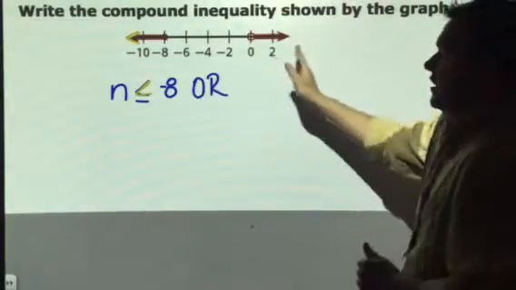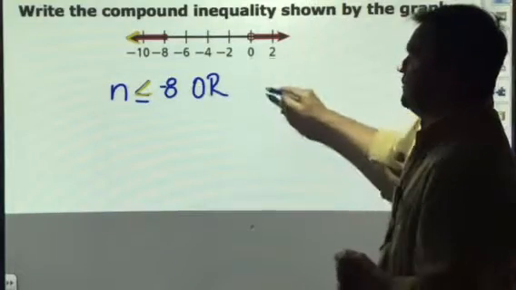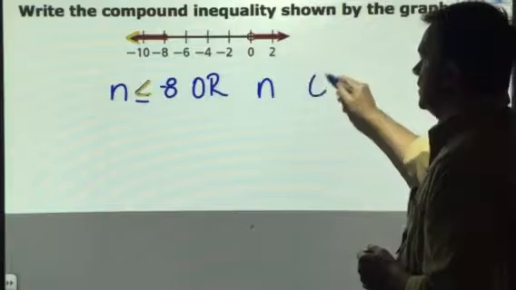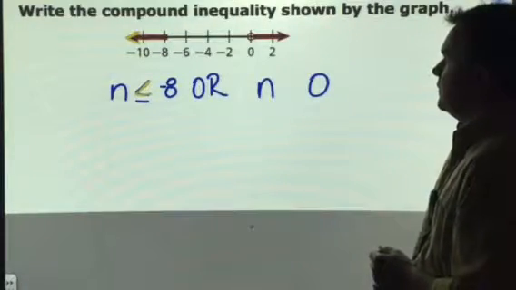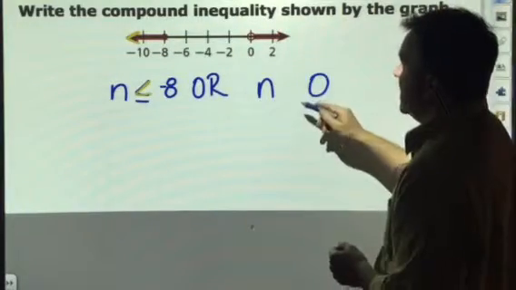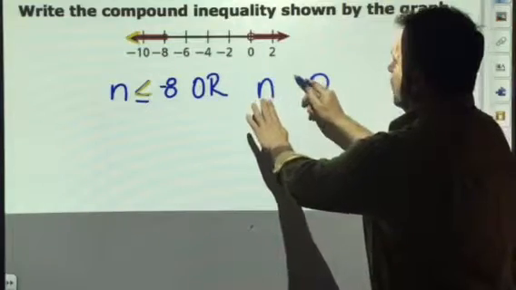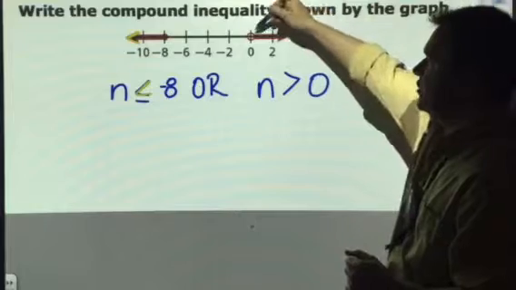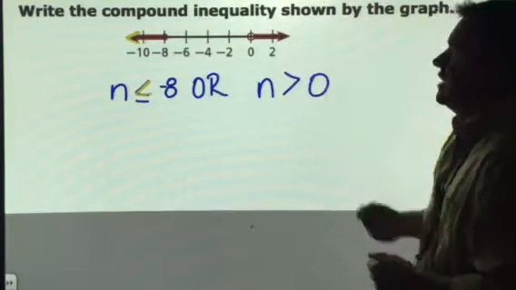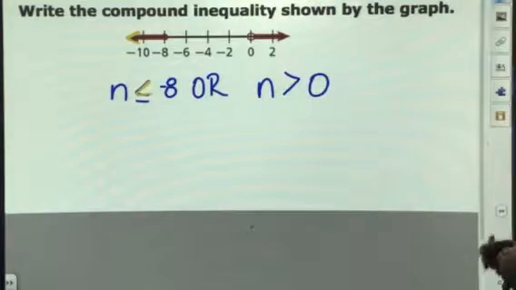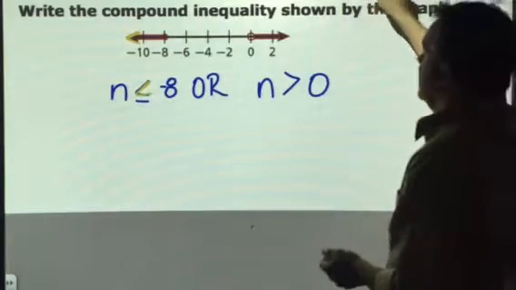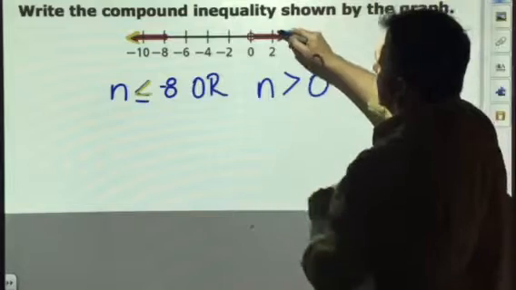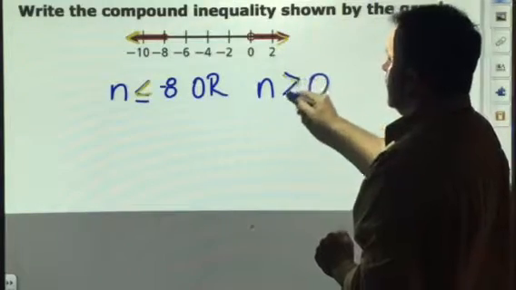Okay, so now we need to write it for this one. We need to use the same variable. We're going to use n. Something is happening around 0. And what we're saying is that n is going to be greater than 0. Notice that this is an open circle, so we don't need the equal sign underneath of it. Okay, and just to check it again, we wrote our variable on the left-hand side, so this arrowhead matches our inequality.